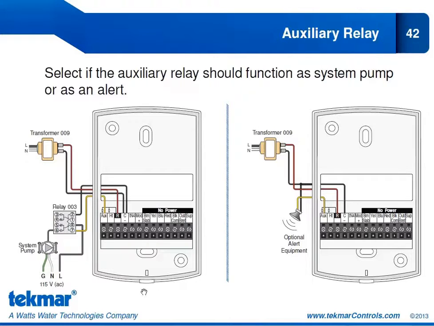When you set it up for system pump, this auxiliary relay will be closed whenever we're in storm, idle, or melt. So that pump will run continuously to bring continuous flow to the snowmelt system when we are in storm, melt, or idle. If you configure that auxiliary relay for alert, then this auxiliary relay will close only when there is a local error on the 654.